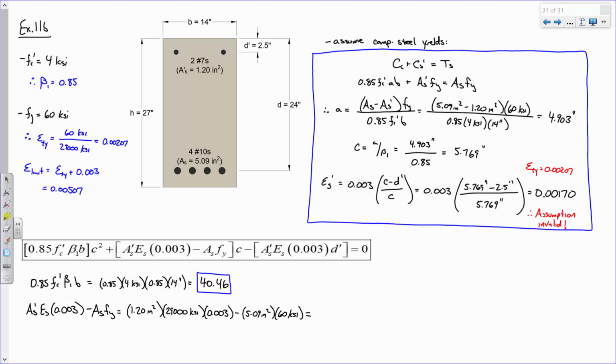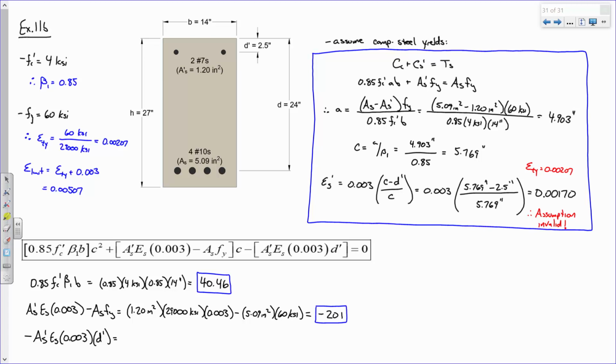That's probably the one thing you've got to watch with this, that you track your signs, okay? So this comes out as -201. Do I have a second on that? Okay. Now, here's the way that I do this. The final term is A's' Es 0.003 d'. But if you notice in the equation, there's a negative here. So I go ahead and put the negative there. Okay? So this is negative.